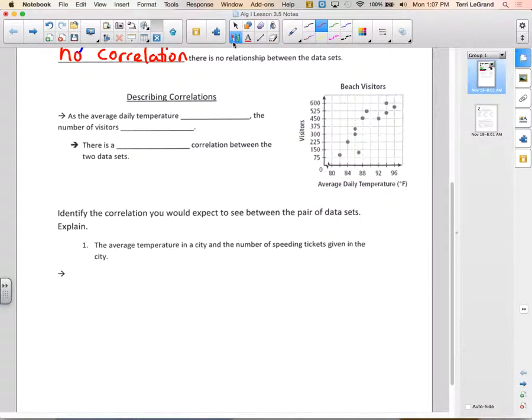Okay, now that we're back to showing you how a good scatter plot looks before you actually put the points on it, let's talk about the correlation in this one. As the daily average temperature increases, as we move across the graph from left to right, what's happening to the number of visitors on the y-axis? Are they going up, down, or are they all over the place? Up. They have a general pattern of going up. So we would say the number of visitors increases also.